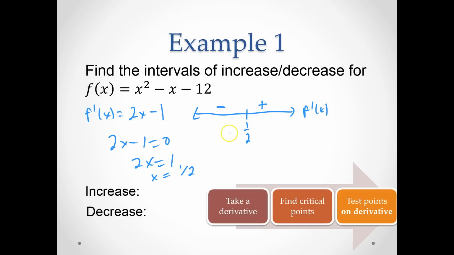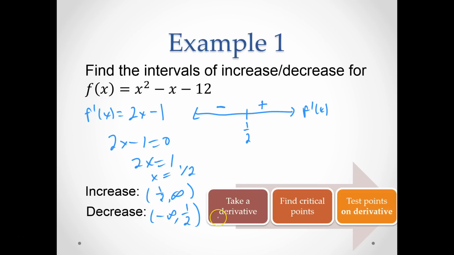Now 1/2 is the only 0, so it can never change anywhere else. The only way that the derivative can change is if it goes through the axis, or if there is some kind of a place where it's not defined, but we have a linear graph here, so it's definitely going to be defined everywhere. So this means that our function f of x is increasing on 1/2 comma infinity, because that's where our first derivative is positive, and it's decreasing from negative infinity all the way up to 1/2, because that is where we have a negative first derivative.